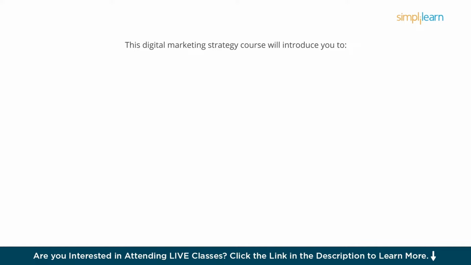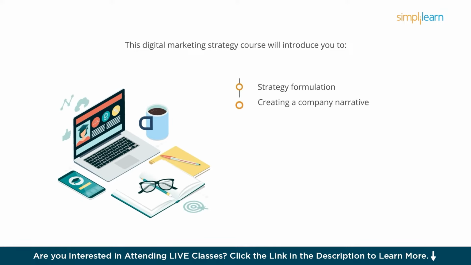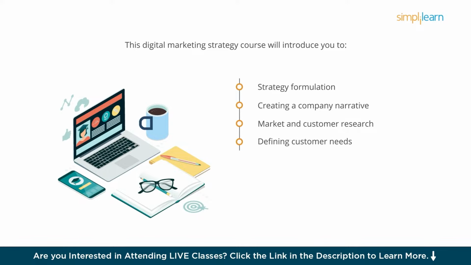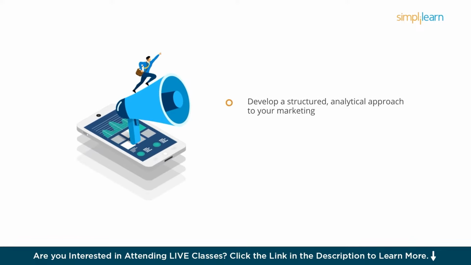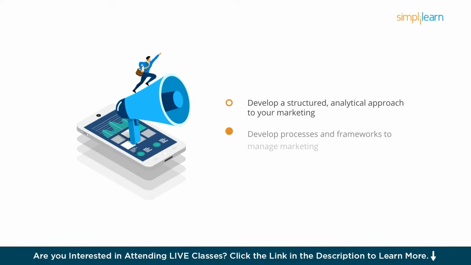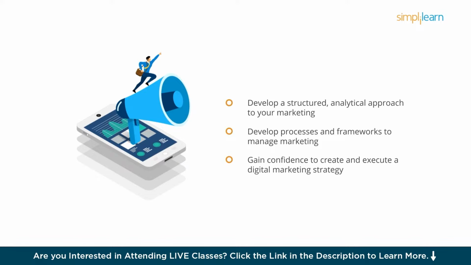This digital marketing strategy course will introduce you to strategy formulation, creating a company narrative or voice, the basics of market and customer research, defining customer needs, customer journey mapping, planning coordinated multi-channel communications, developing a content marketing calendar, and campaign measurement and analytics. So, how does this course make you industry ready? Digital marketing strategy teaches you to develop a structured, analytical approach to your marketing by developing processes and a framework to manage marketing across numerous channels. It prevents distractions of new media. Developing and executing a digital marketing strategy creates confidence, as you know what you are doing in your marketing, why you are doing it, when it will happen, and how to measure your efforts.